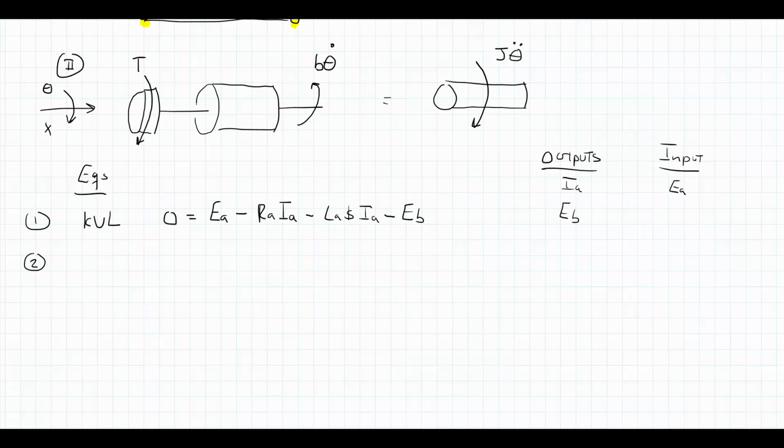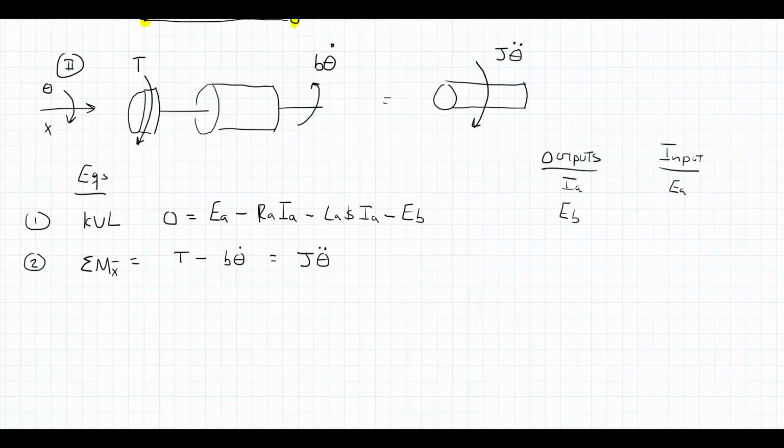We're now in the mechanical realm. So here I can take the sum of moments around the x-axis, which is going to be also the positive theta direction. So let's look at the left-hand side. Around the x-axis, positive around the x-axis, I have the torque T, which will be a function of time, minus B theta dot. And that's actually all on the left-hand side. B theta dot opposes the positive direction around x, so it's negative. And on the right-hand side here, I have J theta double dot.